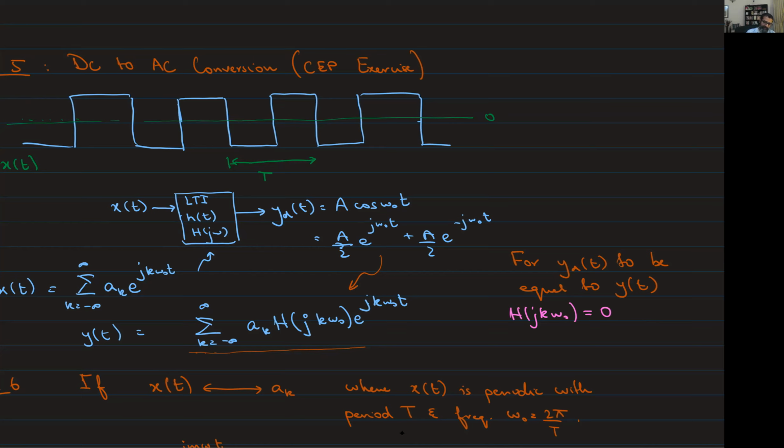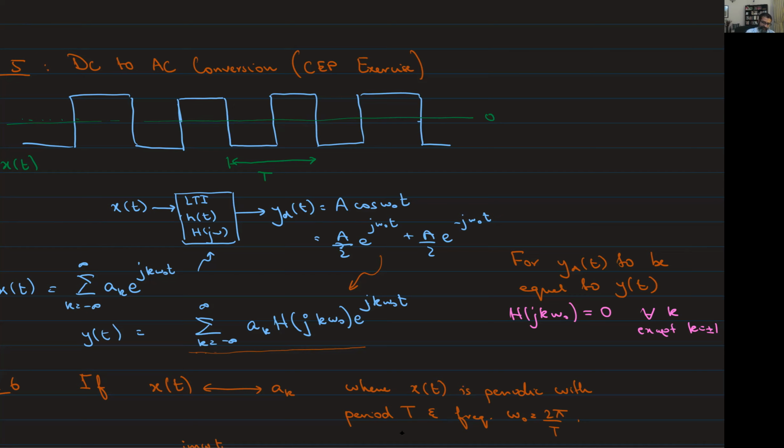except k equals plus minus 1. I need to filter out all of the other harmonics, which reside at 2 omega naught, 3 omega naught, 4 omega naught, 5 omega naught, all of those. I just need to filter them out, or cancel them out, or null them out. And this is a way of nulling them out: by designing the system to ensure that the frequency response at these values of k omega naught turns out to be equal to 0 for all such k.